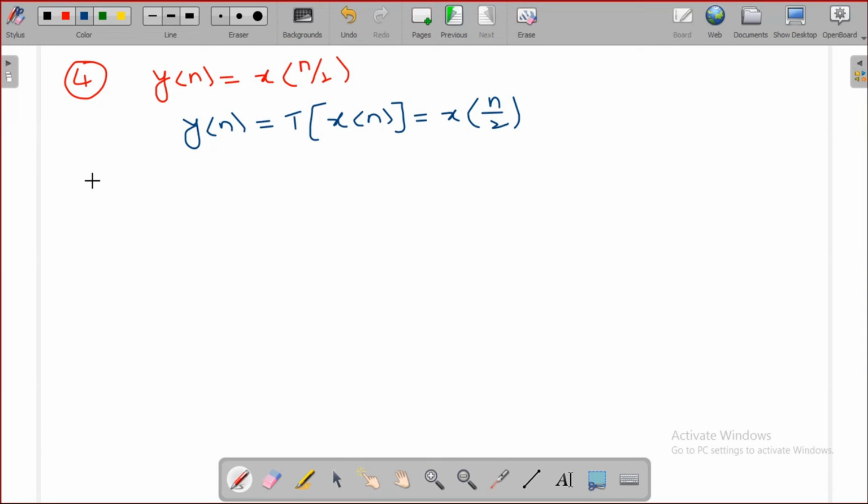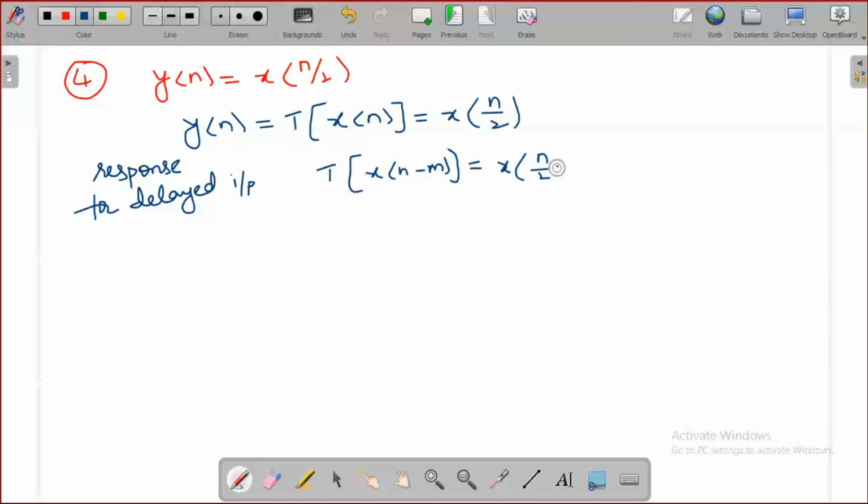Now, first find the response for the delayed input signal, which is T of x of n minus m. Your input signal is delayed by m samples. So x of n by 2 is our input signal. It is delayed by m samples, so minus m, which is equation 1.